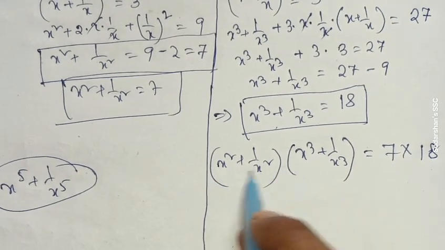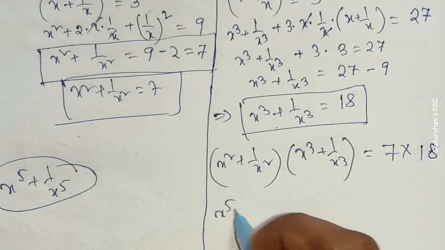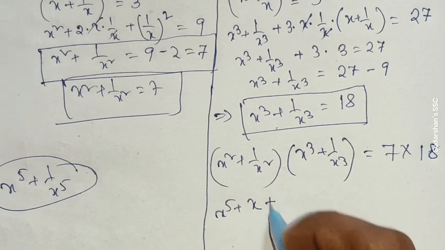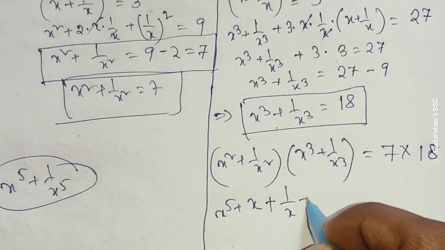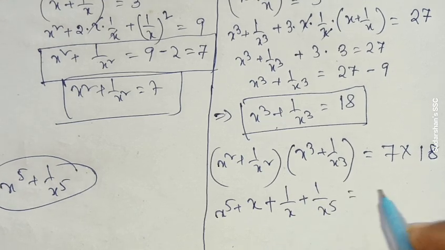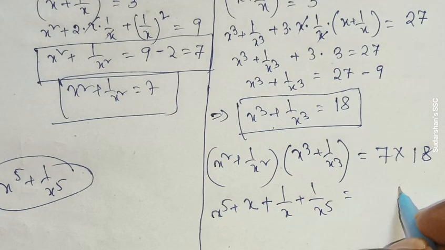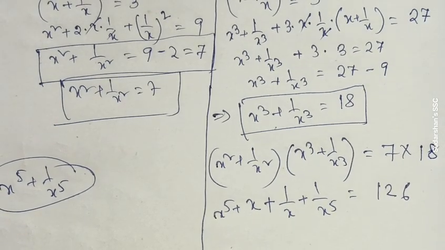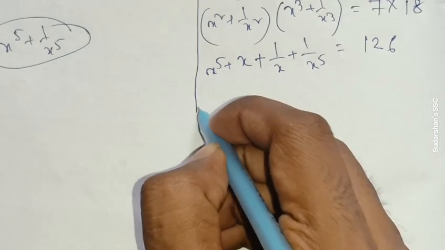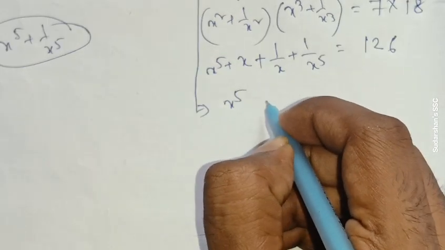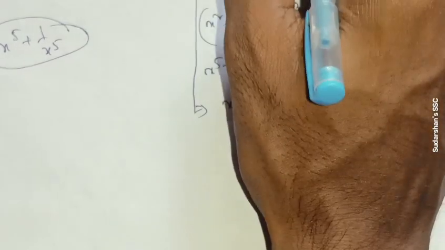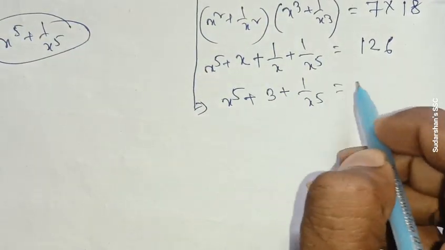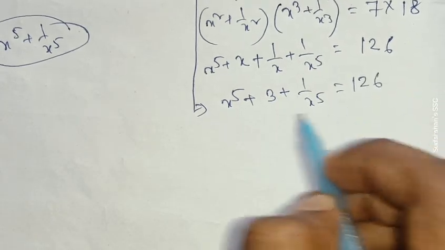On multiplying, we get x to the power 5 plus x plus 1 by x plus 1 by x to the power 5 is equal to 7 8s are 56, 7 1s are 7, 5 7 12, 126. That implies that x to the power 5 plus x plus 1 by x, that is 3, plus 1 by x to the power 5 is equal to 126.